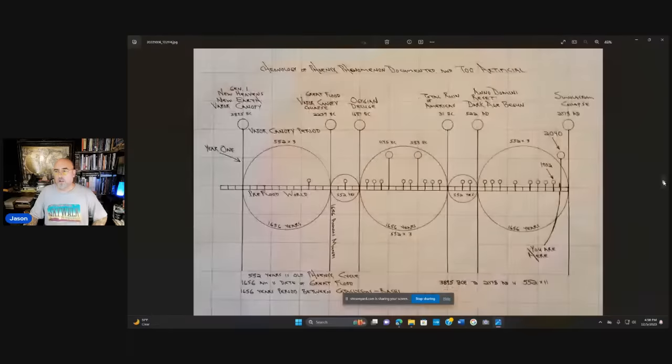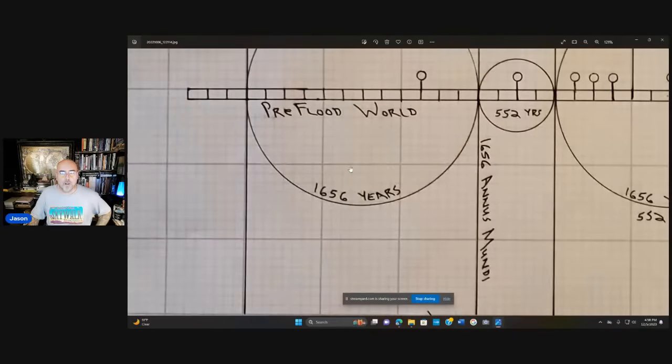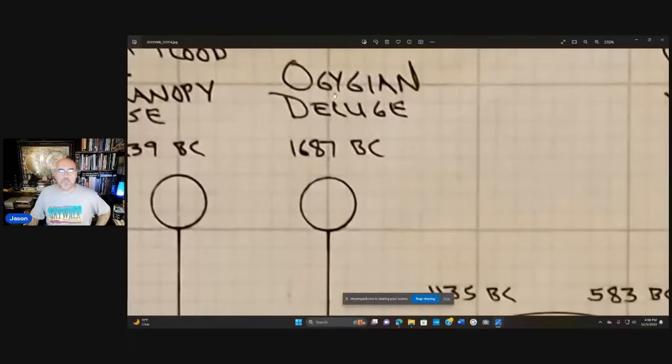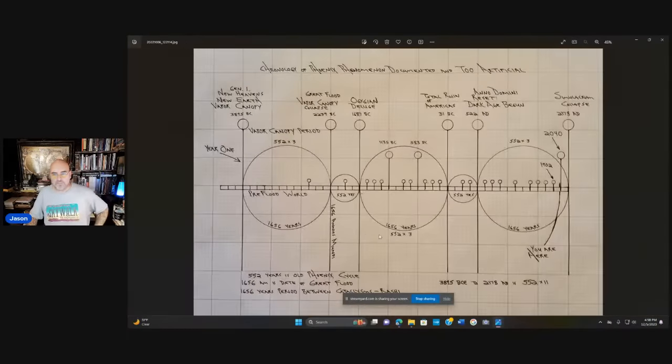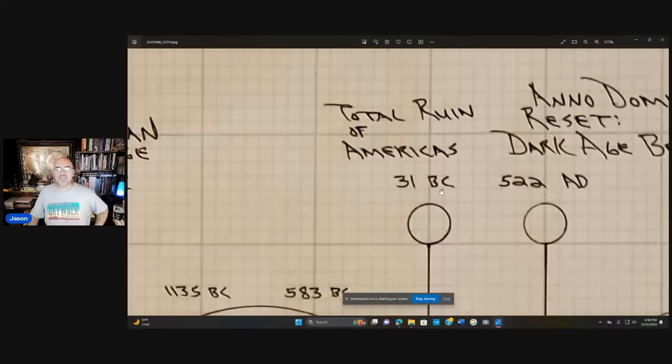So now, here's the Phoenix timeline redistributed. All these events are still 138 years apart, but look at it now. The pre-flood world is 1656 years. There it is at the left on the bottom. But you have a Phoenix cycle to the Ogygian Deluge. The Ogygian Deluge also started a vapor canopy for 25 years. But it starts a 1656 year cycle all the way to what? Here it is, 31 BC.